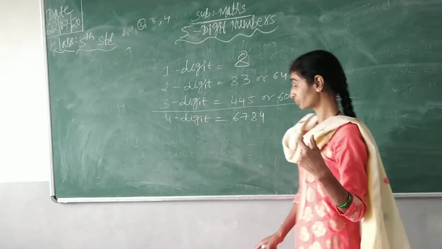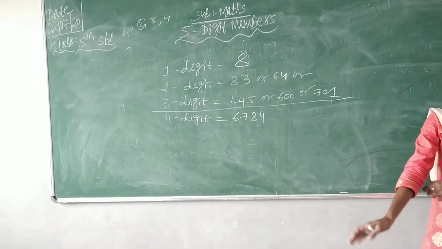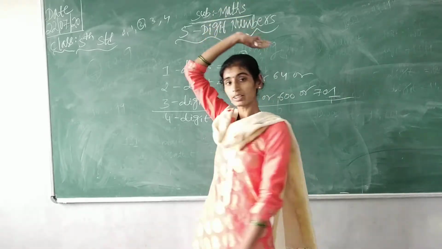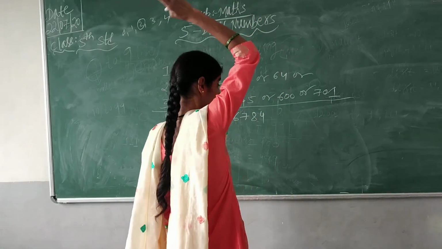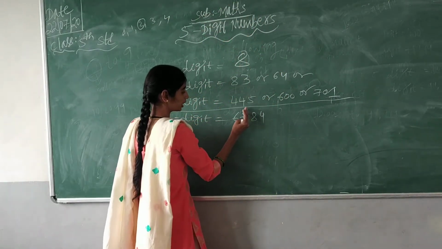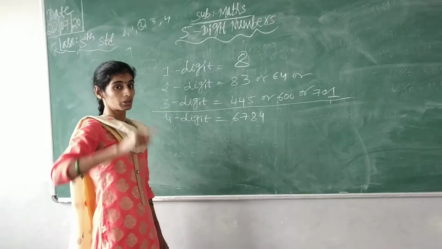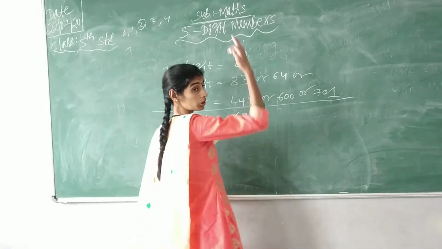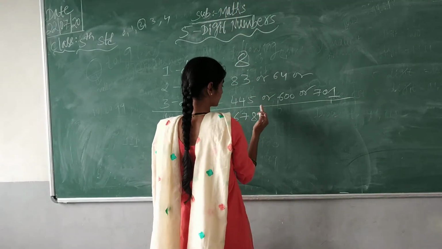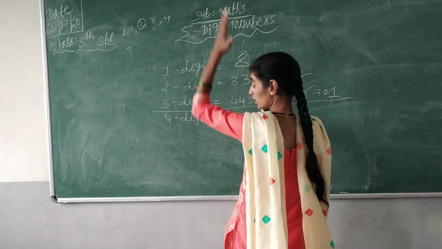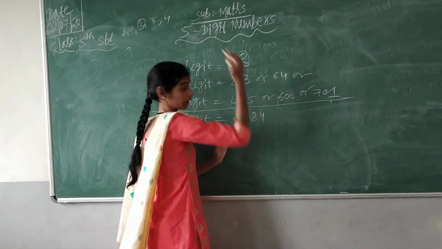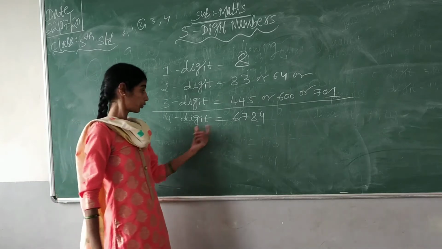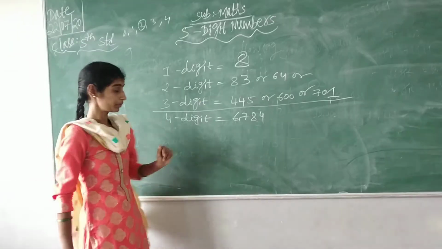I will tell you how to place the commas. From your right, I hope all of you know which is your right. Yes, this will be your right and this will be your left. From your right, after 3 digits, 1, 2, 3, you have to place one comma. So for 4 digits, you will have one comma.